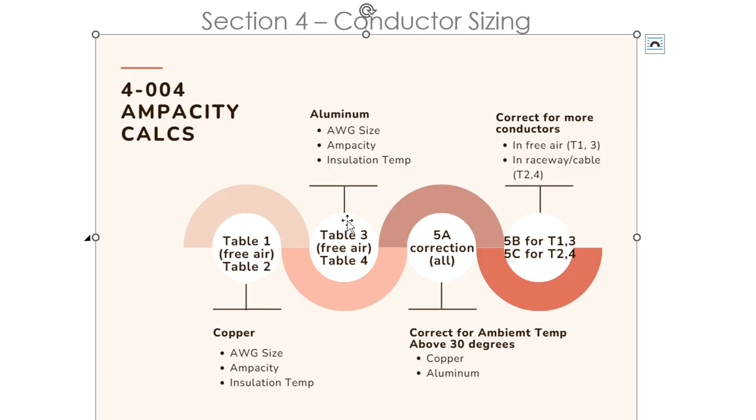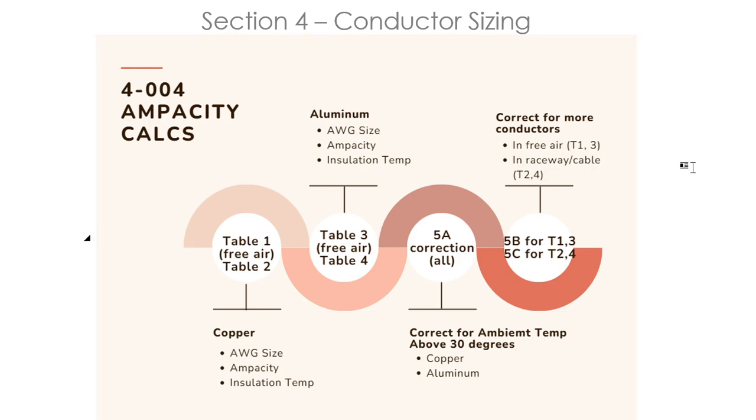That's all. But then you take that current, and sometimes it's not good enough, because tables 1, 2, 3, and 4 are for environments up to 30 degrees Celsius ambient air. Ambient air is the air around your installation. So if you're installing this in a hot environment over 30 degrees, then you just put a correction factor of 5A. You can use that on aluminum and copper. Your values from tables 1, 2, 3, and 4 get corrected by 5A for any ambient temperature over 30 degrees.